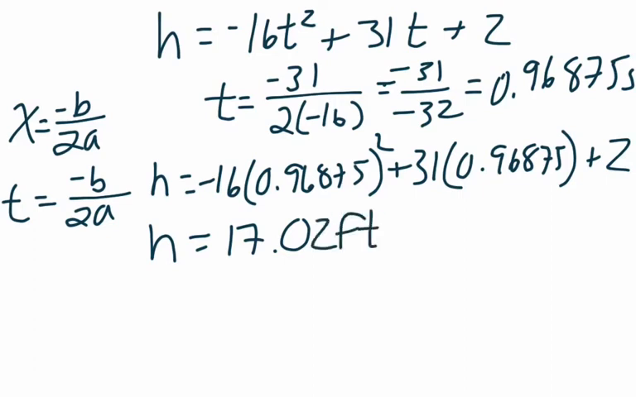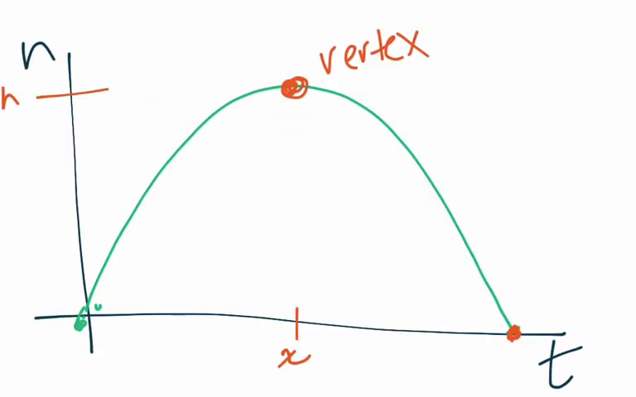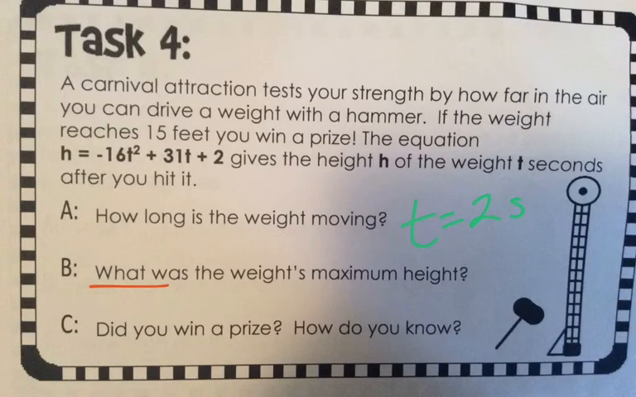Okay, so I'm going to come back over here. Now, this is when it hits the maximum height, and this is what the maximum height is. So x coordinate, y coordinate. And so this is about 7. Now, what is the weight's maximum height? I'm going to put in the 17.02 feet. But then I'm actually going to do this. I'm going to say 15 feet.